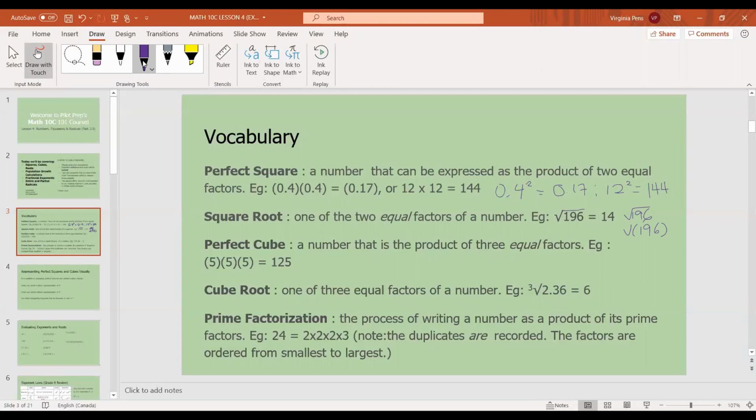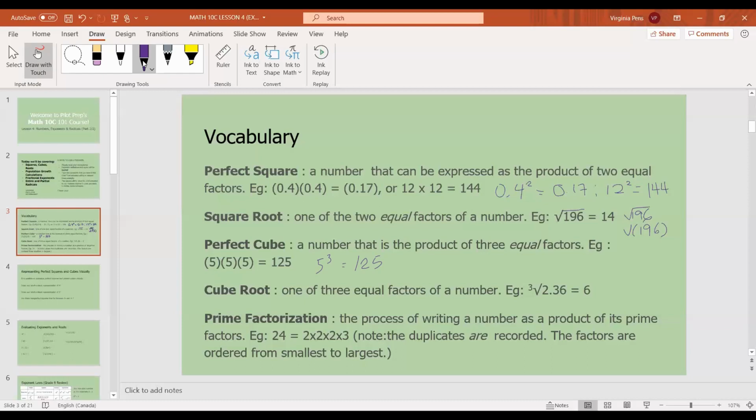Okay, next, a perfect cube is a number that is the product of three equal factors, which is basically a perfect square times that factor one more time. So over here we have 5 times 5 times 5, which is equal to 125. It can also be expressed like this: 5, a little floaty 3 at the top, equal to 125.